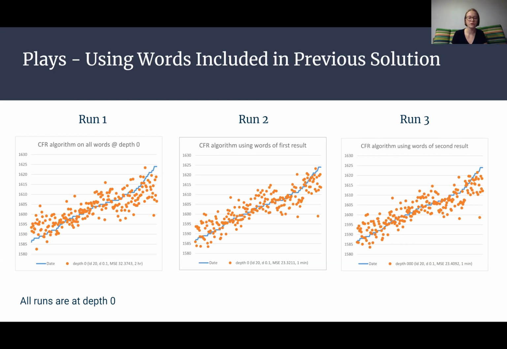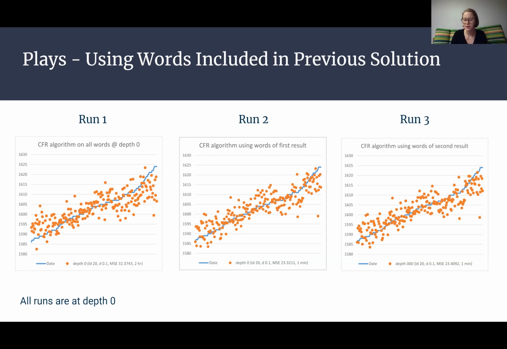So to move forward with these results, I decided to take the words that were used in the function producing these orange dots, the words used in our actual model, and only use those words as an input to our algorithm rather than using all words. In run 2, titled CFR algorithm using words of first result, we're using many, many fewer words, only about 7, I think. And you can see it's a much better fit. The MSE is down to 23.32, and this only took a minute. So the time efficiency is very much improved. And again, this is at depth 0.